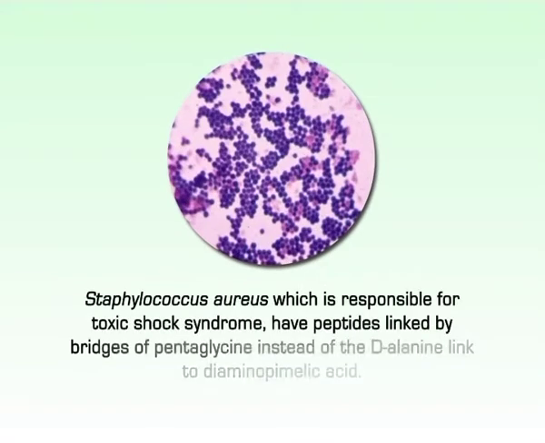But the specific amino acid sequence and the molecular structure vary with the bacterial species. For example, some gram-positive bacterial species such as Staphylococcus aureus, which is responsible for toxic shock syndrome, have peptides that are linked by bridges of pentaglycine instead of the D-alanine that is linked to diaminopimelic acid. Peptidoglycan gives structural strength to the bacterial cells, and it also maintains the osmotic pressure of the cell cytoplasm.